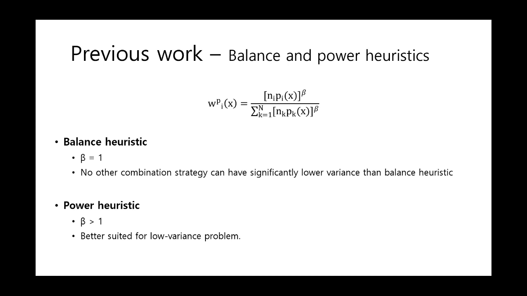The second prior technique is balance and power heuristics. The key to the efficiency of MIS is the weighting functions. The two most commonly used weighting functions are the balance and power heuristics. In prior work, it has been proven that any other weighting function cannot have significantly lower variance than the balance heuristic. Power heuristic is better suited for lower variance problems, that is, those where one PDF p_i closely matches the integrand function f(x).